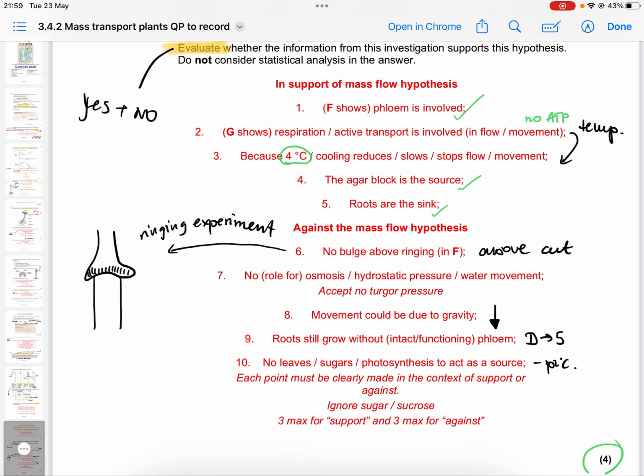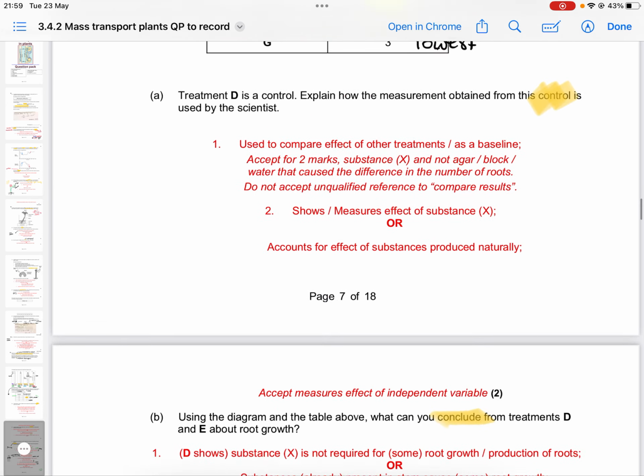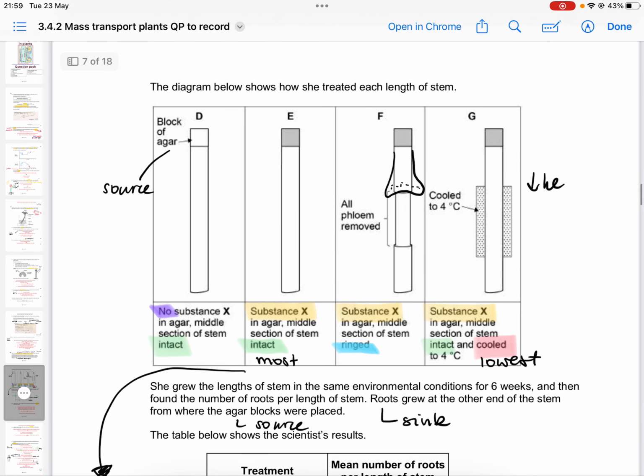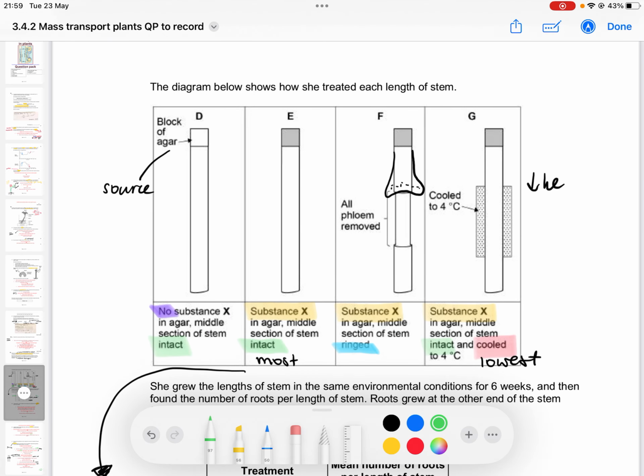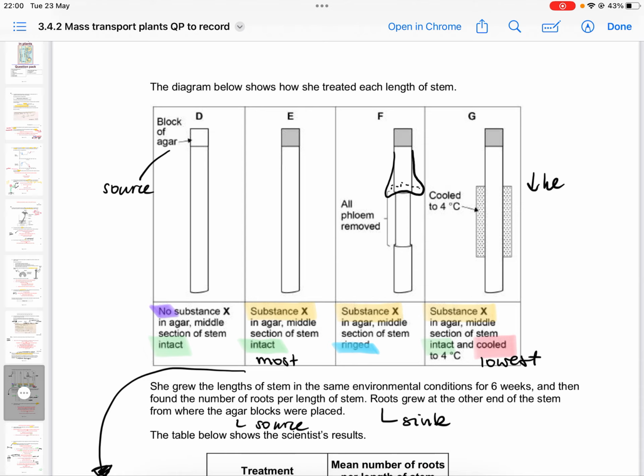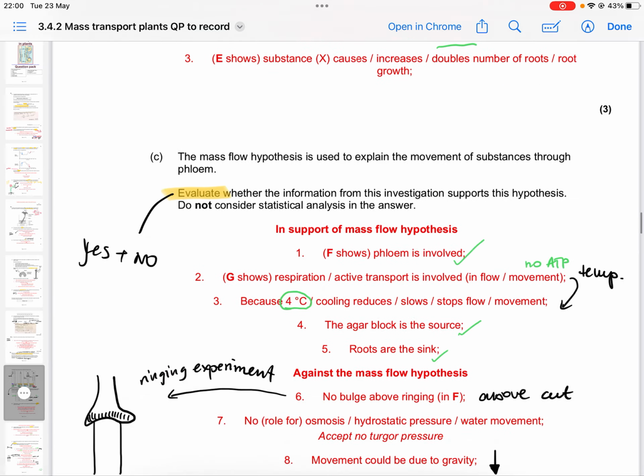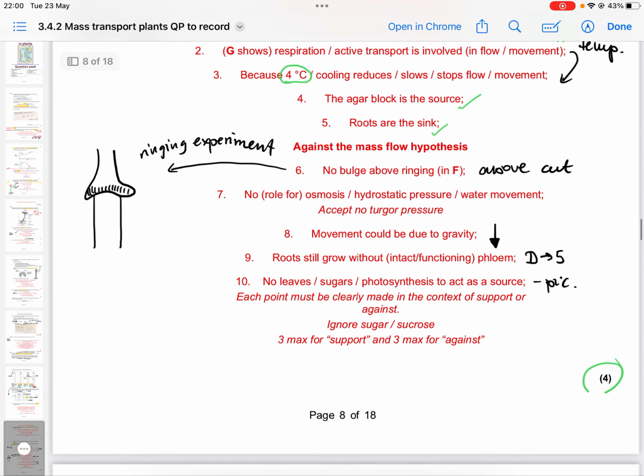So for the against, in setup F, as we've drawn out before, so I'll remind you here, we would expect over there to see this bulge. Okay, so it's not meant to be here if it was a ringing experiment. However, that's not visible, so no bulge above the ring in F. Also there was no information about osmosis and xylem, so no role of osmosis or hydrostatic pressure.